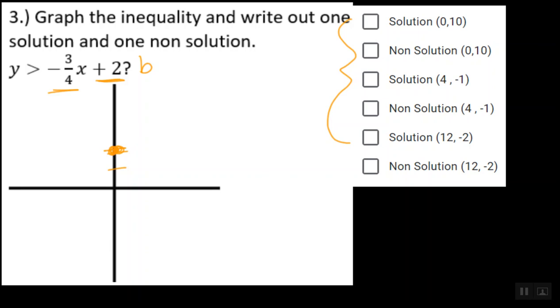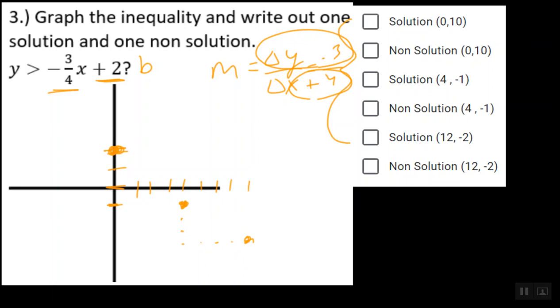Now here we have a negative 3 over 4. Well, remember, your slope is the change in y over the change in x. So negative 3 over 4 is sending us down 3, 1, 2, 3, and to the right 4, because that's positive, 1, 2, 3, 4. So down 3, right 4, and we are right here. We could then go down 3 again, and to the right 4 again. Here's our next point. Let me fill in those tick marks so we have a very consistent graph.